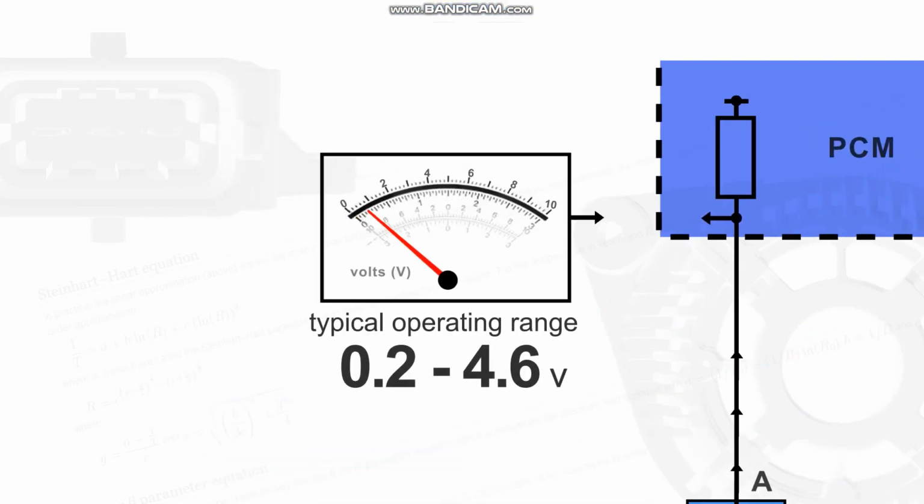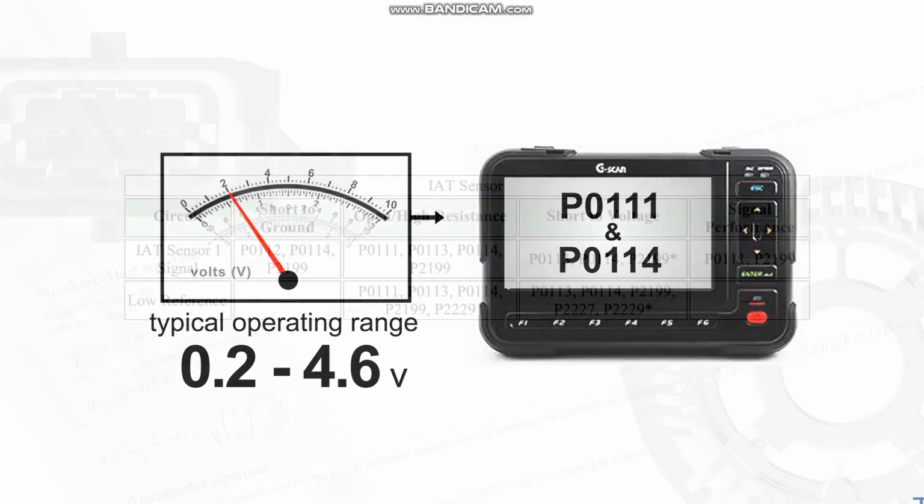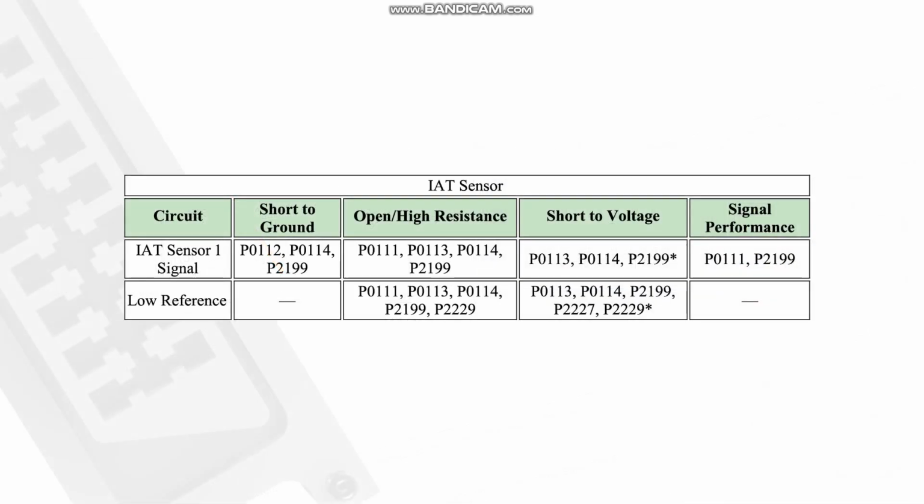The normal voltage drop range for the IAT sensor on this vehicle is 0.2 to 4.6 volts. If the voltage stays within this range, but fluctuates more than it should, then a P0111 or a P0114 sensor voltage fluctuating or intermittent will set. From the table of faults, we can see the causes of these DTCs.